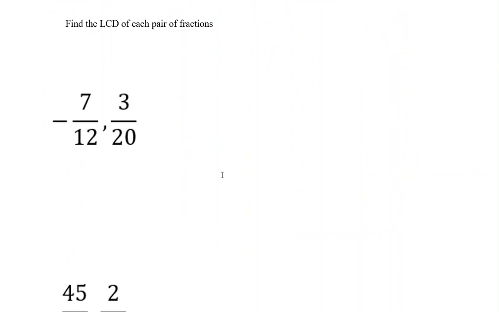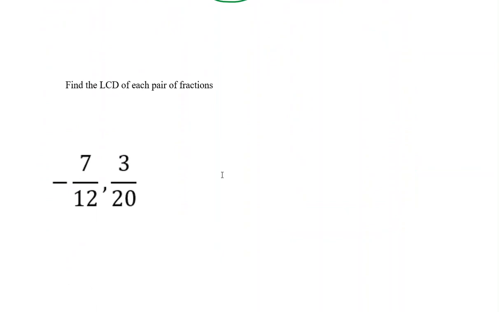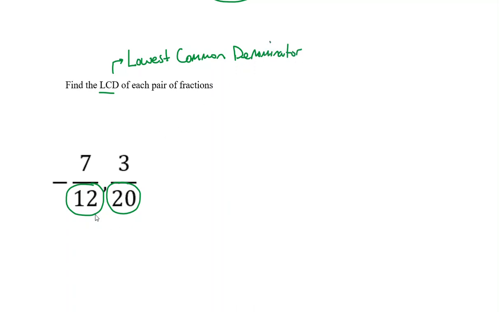Okay, last bit here. Find the LCD of each pair of fractions. And so for these questions, we're not asking you to add the fractions together or do anything. All we're asking you to do is to look at the denominators, 12 and 20, and say, what's the LCD? Well, first of all, what does LCD mean? LCD means the lowest common denominator. And this is asking what's the smallest denominator you can get that has both 12 in it and 20 in it. Okay, so let me show you the process I go through.